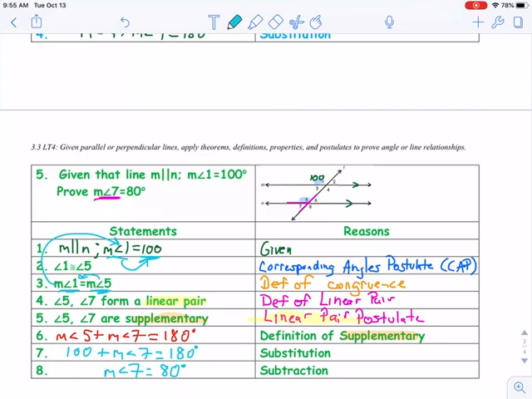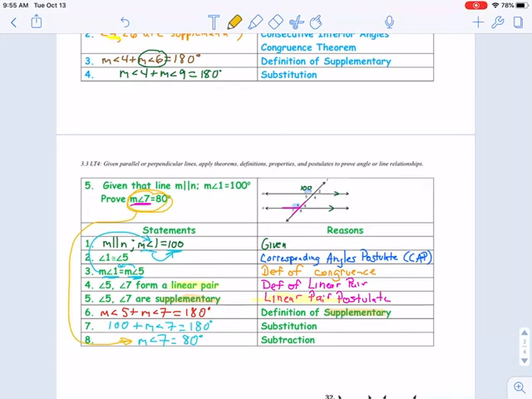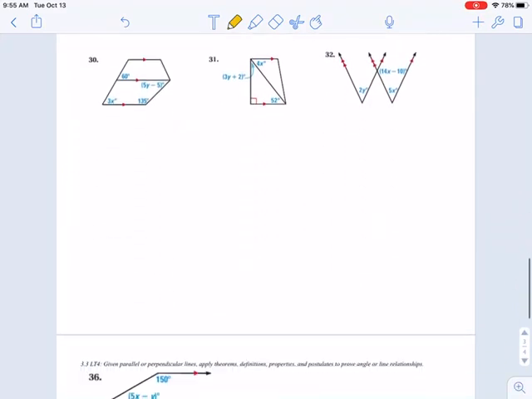Even if I didn't know that's what I needed to do, remember what we're trying to prove. You can never miss the last statement. Why? It's what we're always trying to prove. Okay? So that's it. Stay tuned for some fun algebra stuff.